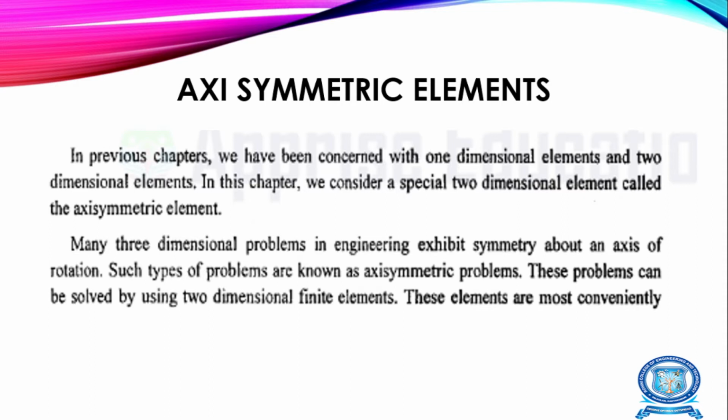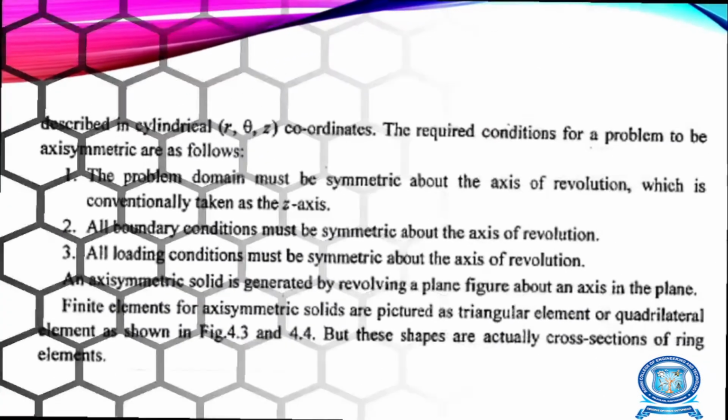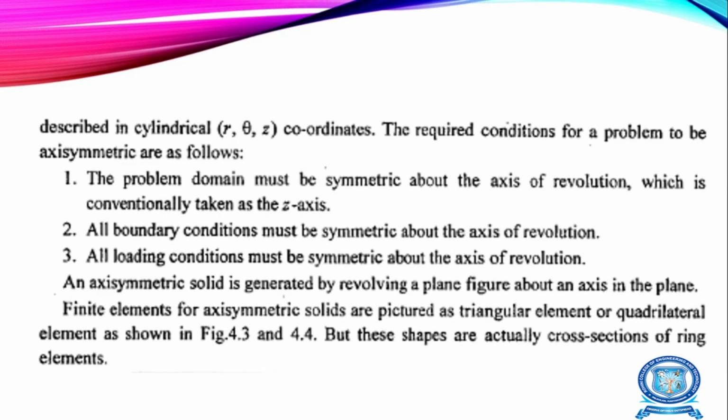These types of problems are solved with the help of two-dimensional finite elements. These elements are most conveniently described in cylindrical coordinates, which are r, theta, and z. These are the cylindrical coordinates. There are some conditions for solving the axisymmetric problem.